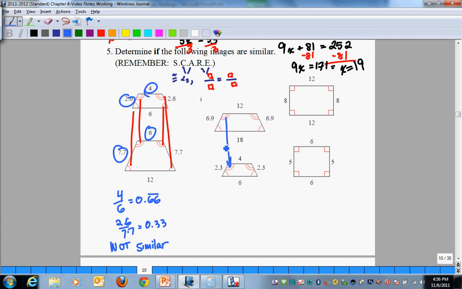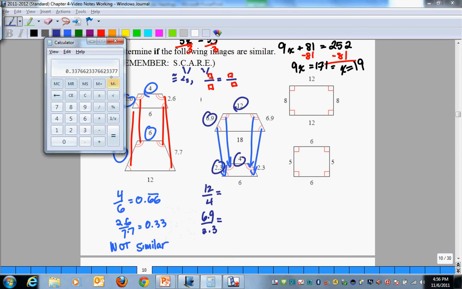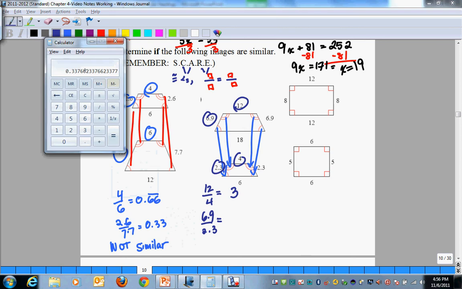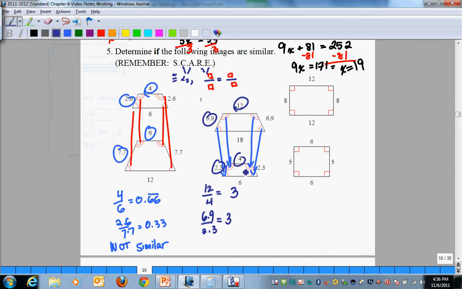We can see that the angles are congruent, so that does work. Now let's check our ratios. Our ratios are 12 to 4, 6.9 to 2.3, and let's divide and see if we get the same ratios. So 12 divided by 4, of course, is 3. 6.9 divided by 2.3 is also 3. So the ratios are the same, so we would say the second one is similar.